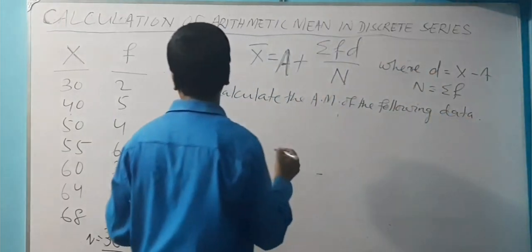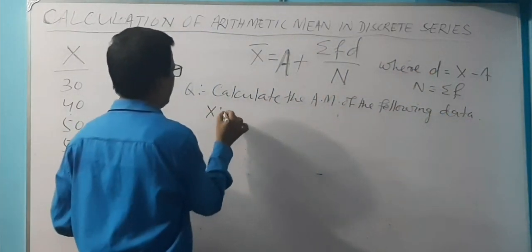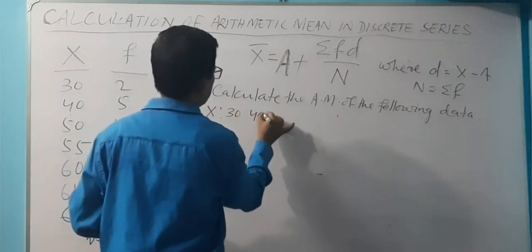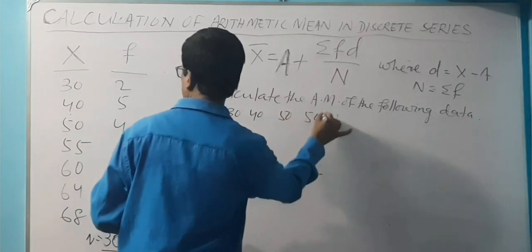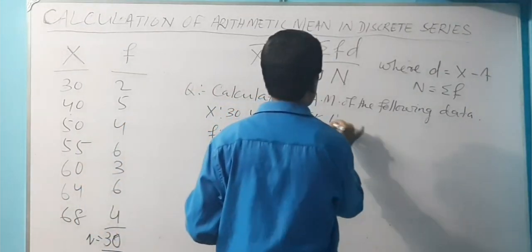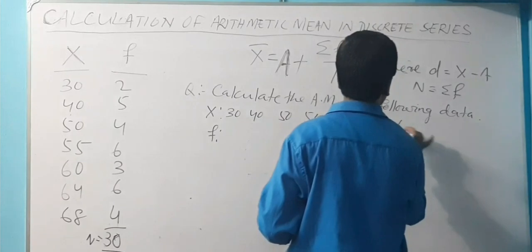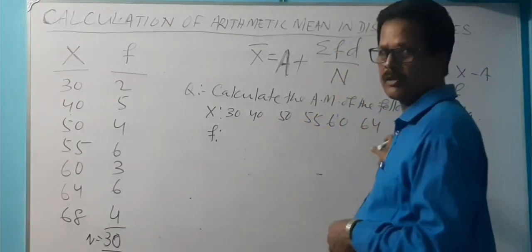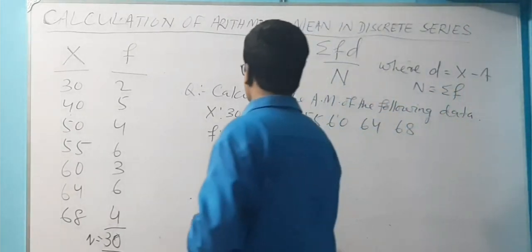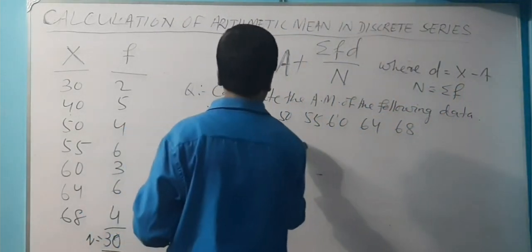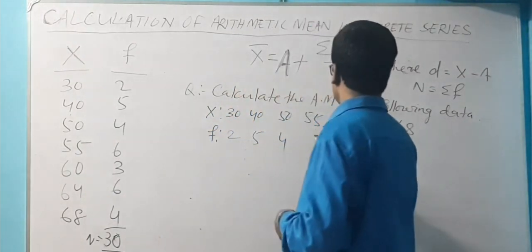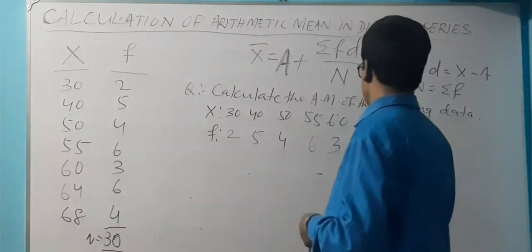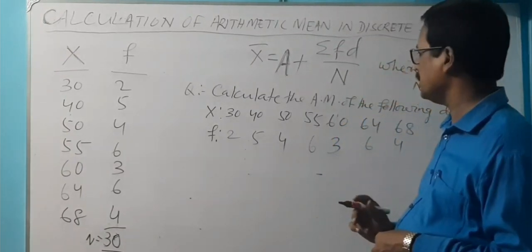For example, the same question is given. X and y values are given. X values are 30, 40, 50, 55, 60, 64 and 68. Y values are 2, 5, 4, 6, 3, 6, 4.